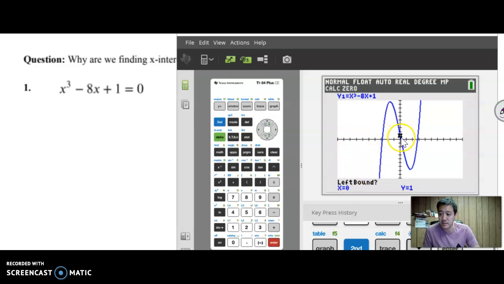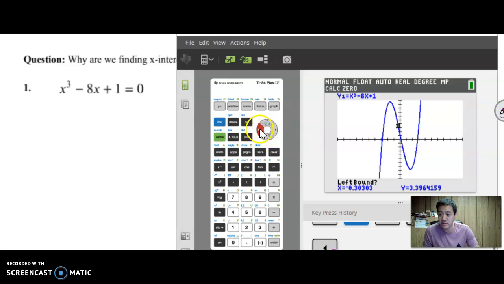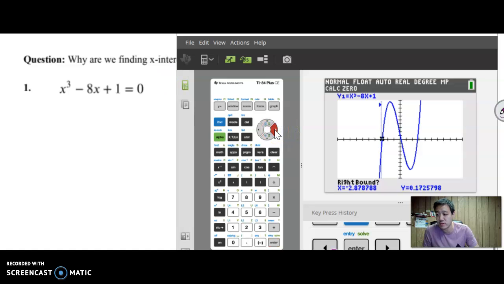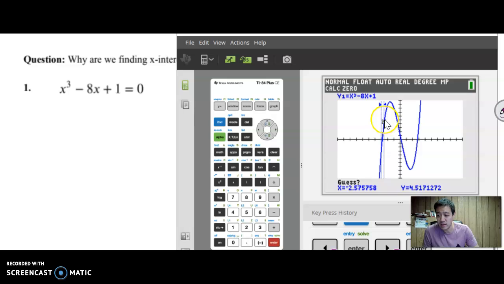Okay, so left bound means you're going to bring this cursor, you're going to press the left arrow until it's to the left of this x-intercept, anywhere to the left of it, right? So I'm going to hit enter. It'll ask for right bound, so now you have to move the cursor anywhere to the right of that x-intercept. You're going to hit enter, and then guess, you just hit enter, and then there it is. All right, when you round that, we're going to use negative 2.89. Okay, so that's one of the solutions.